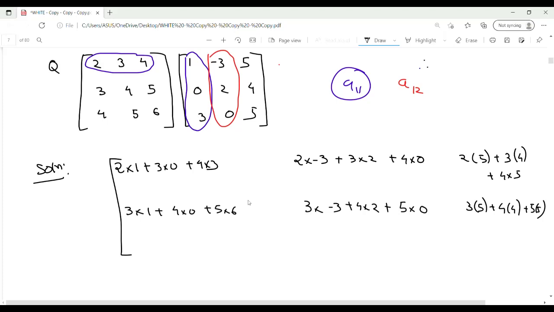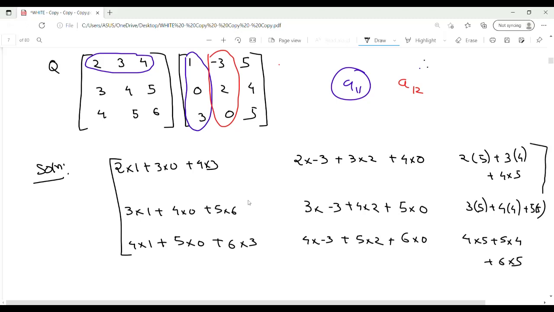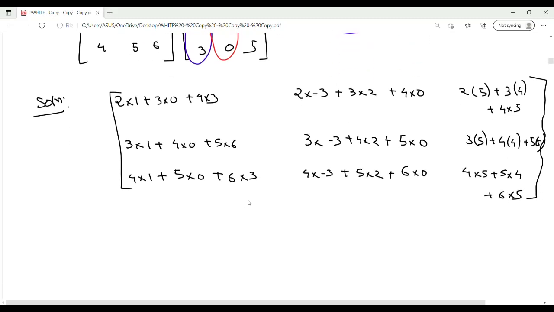And the last will be 4 into 1 plus 5 into 0 plus 6 into 3, and then 4 into minus 3 plus 5 into 2 plus 6 into 0, and the last 4 into 5 plus 5 into 4 plus 6 into 5. Okay, so this is the end of the matrix and now we will just have to simplify it. So what's 2 into 1?